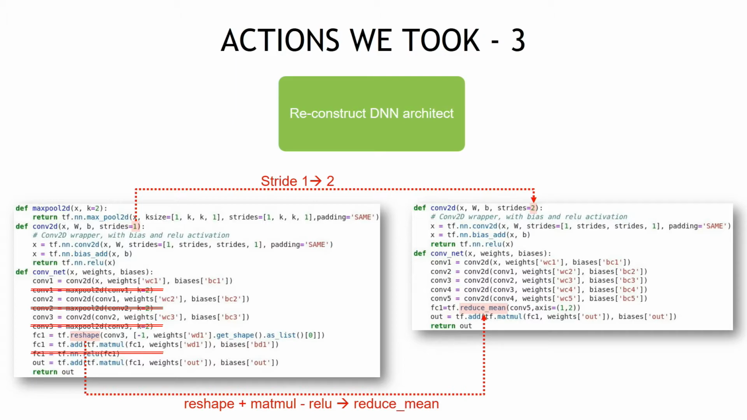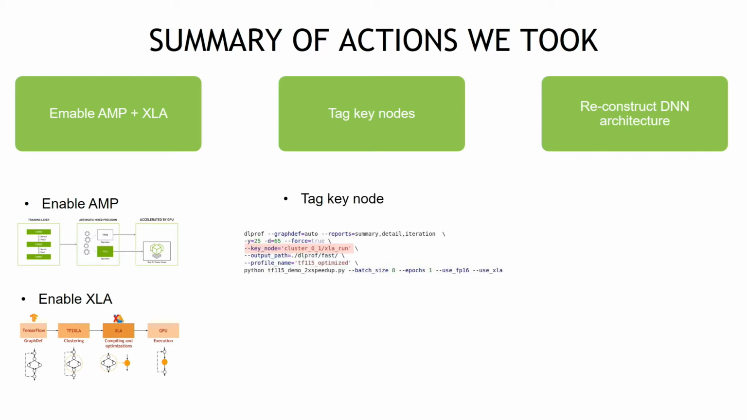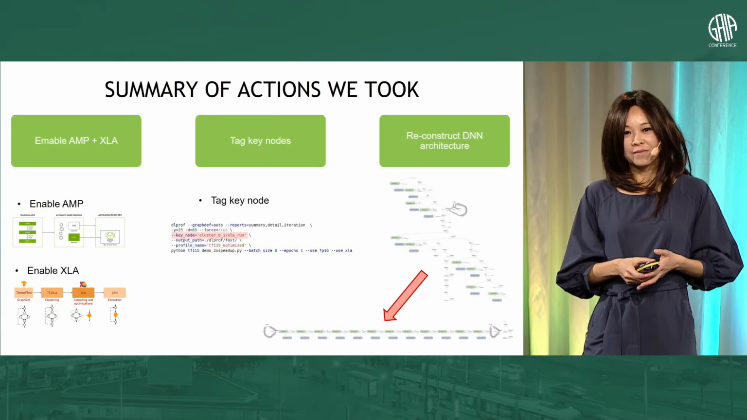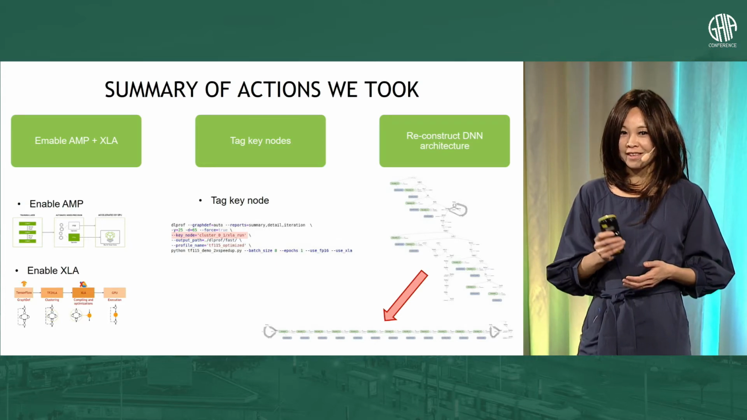So let's summarize what kind of actions we took based on the DOPROF dashboard recommendation. First, enable AMP, automatic mixed precision, which allows you to access tensor core. 2, we enable XLA. Then we take the keynote. Then we reconstructed our deep learning neural networks in order to fit the magic numbers of 8 and the padding and all that, so that it can utilize the tensor core further. Ready to look at the result?